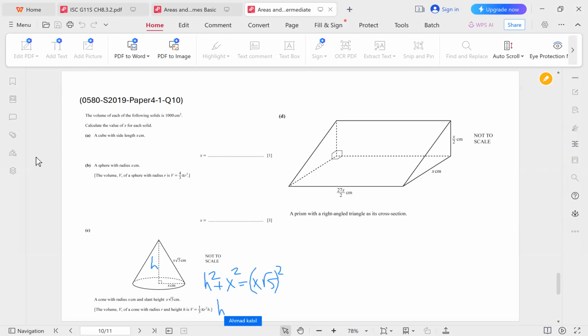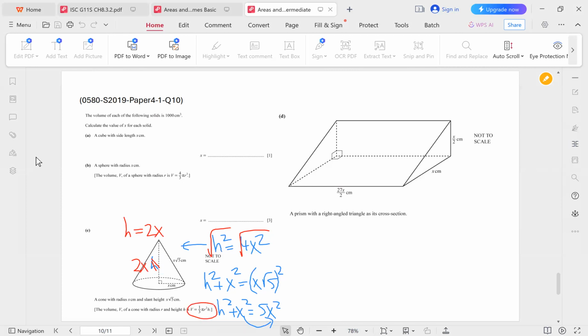So h squared plus x squared equals 5x squared. So we can say that h squared equals 4x squared. I just took the x squared to the other side. And if we take the square root of both sides, we know that h is equal to 2x. So now that we have h in terms of x, we can substitute in this formula here.